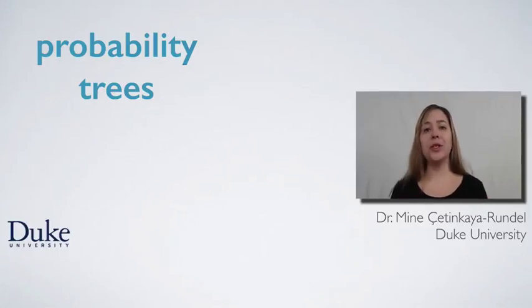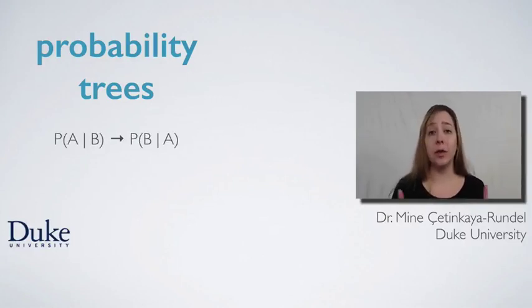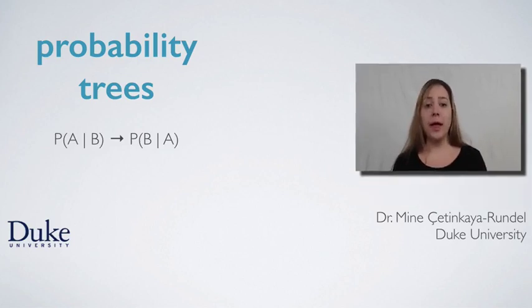In this video, we will learn to use probability trees to solve for conditional probabilities, highlighting that they're especially useful when the probability we're asked for is the reverse of what we're given. Let's start with a simple example and then we'll work our way to more involved situations.